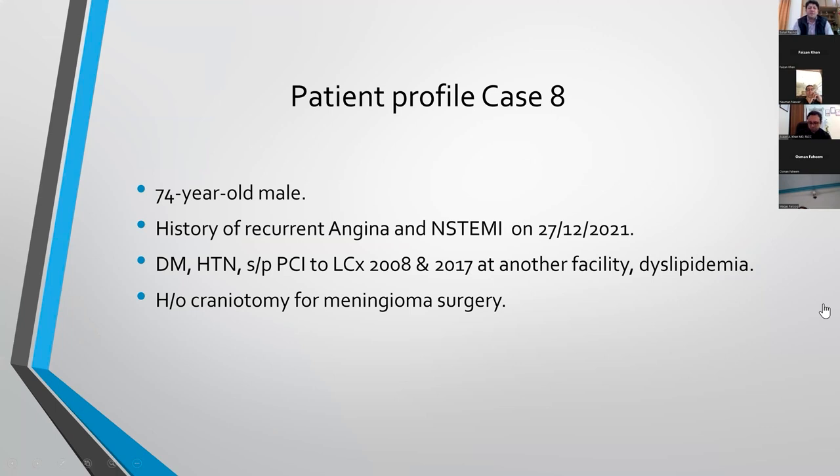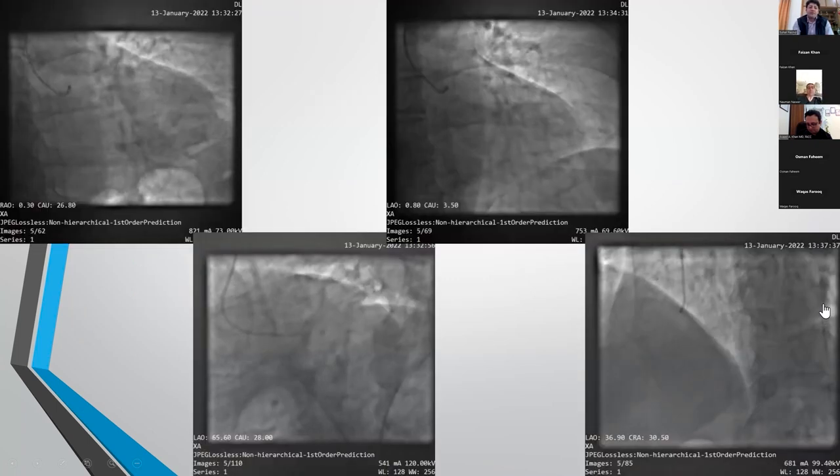My next patient is a 74-year-old male with a history of recurrent angina and STEMI in 2021. He is non-diabetic, hypertensive, status post PCI to circumflex in 2008 and 2017 at another facility. He is non-dyslipidemic. This is the angiogram.